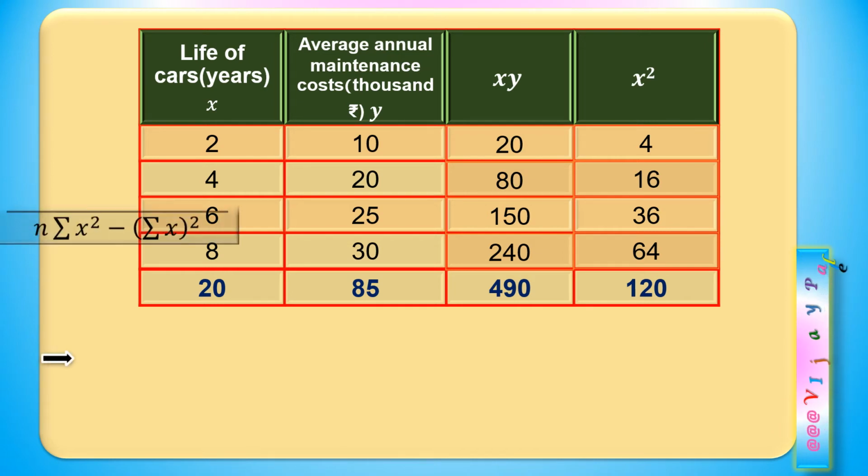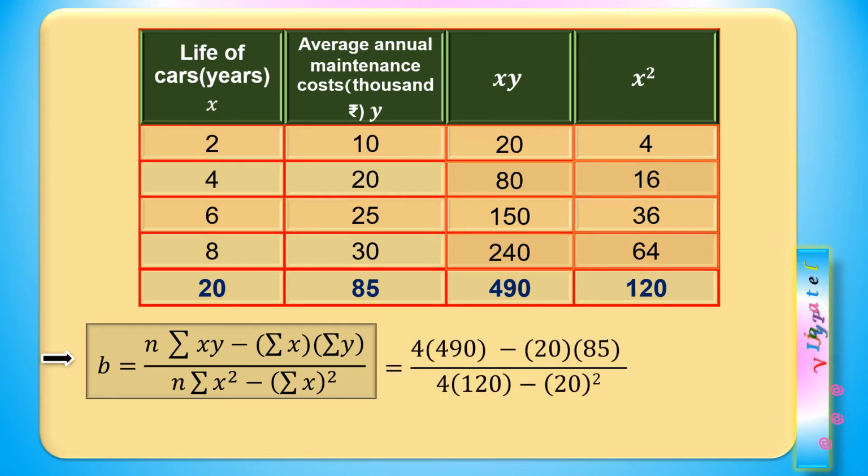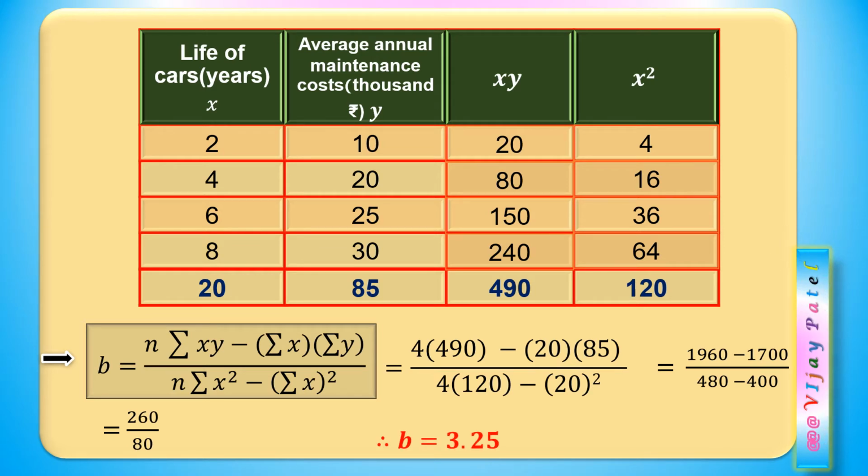You know very well what b is. b is equal to n sigma xy minus sigma x into sigma y upon n sigma x square minus sigma x whole square. By putting all values we will get 4 into 490 minus 20 into 85 upon 4 into 120 minus 20 square. So 1960 minus 1700 upon 480 minus 400. So 260 upon 80. Therefore b is equal to 3.25.